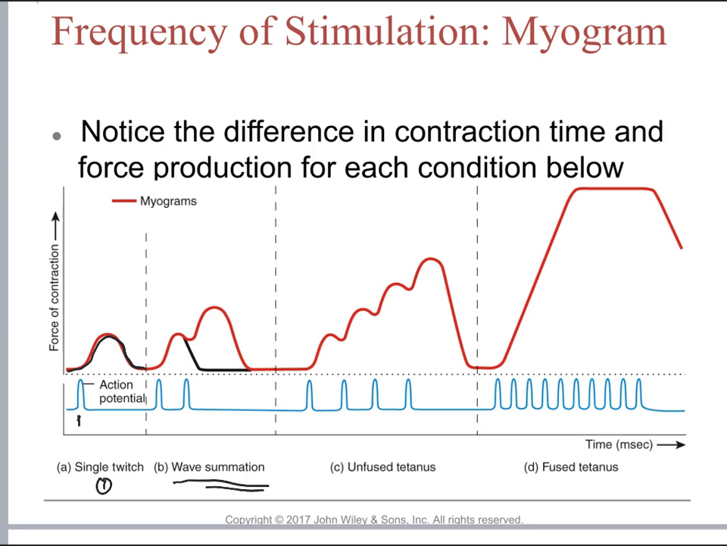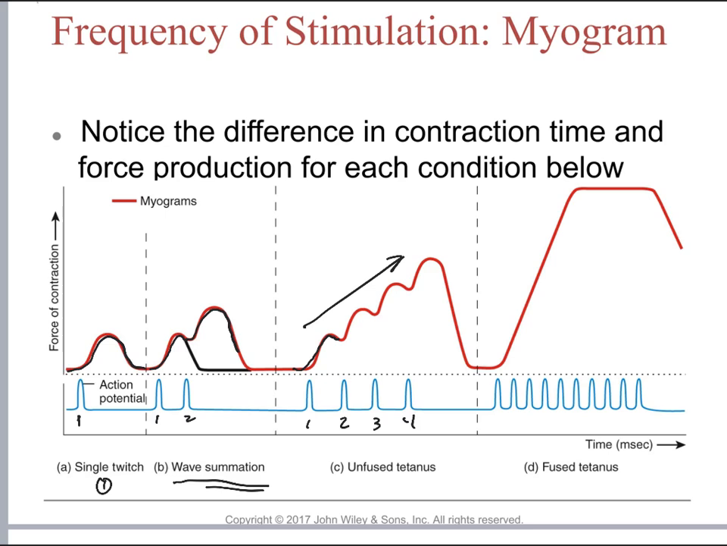Then we have wave summation. So again, summation, we're adding these peaks. And again, you notice we come up and then another stimulus, so first stimulus and then a second stimulus comes before we hit relaxation and we throw another peak in. Now, unfused tetanus. Again, more stimuli coming, not allowing the muscle to relax. One, then the second one strikes, then the third, and the fourth, giving an increase in tension. And this is incomplete tetanus.